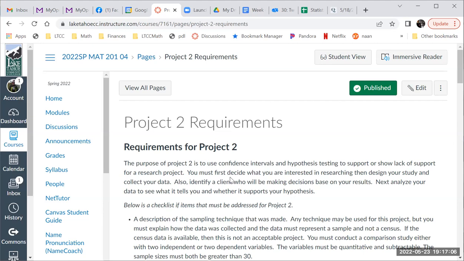So again, before you do the next step, you're gonna post on the board, make sure it works. Okay, then you're gonna collect your data.